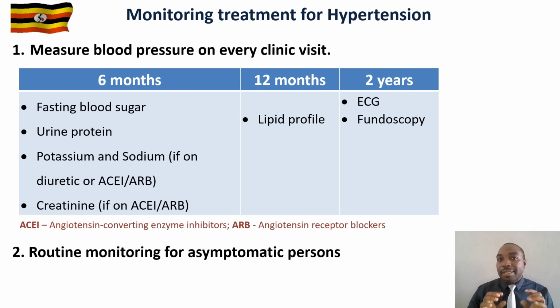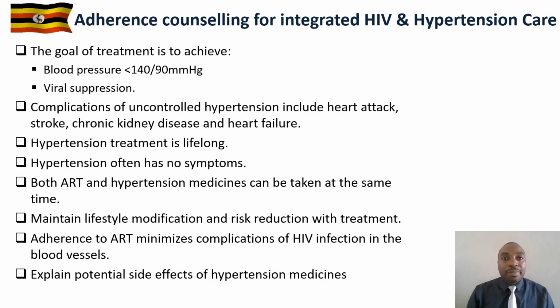So important, in a nutshell, we have to check while someone is on treatment at regular intervals. We check how are the kidneys, how is the heart, how are the eyes, how is the brain, these organs that would be affected by the high blood pressure. So we keep monitoring those, and those are the tests that we do. For someone who is on antihypertensives and ARVs, the goal is to achieve blood pressure less than 140/90 and to suppress HIV virus. We have to monitor complications of uncontrolled hypertension.